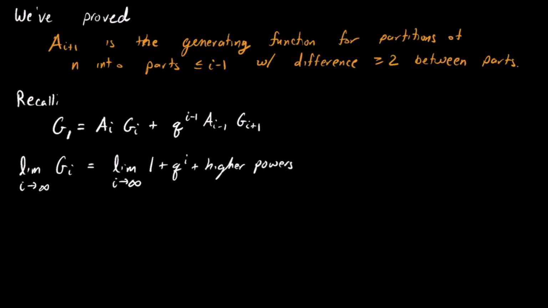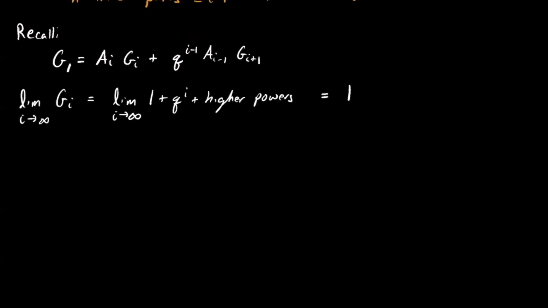And the thing that I notice is, what do the coefficients eventually stabilize to? Well, as i gets larger and larger, all the coefficients after 1 become 0, so the limit of G sub i as i goes to infinity is just going to be 1. All right, so we're going to use this fact. Okay, so what am I going to do?